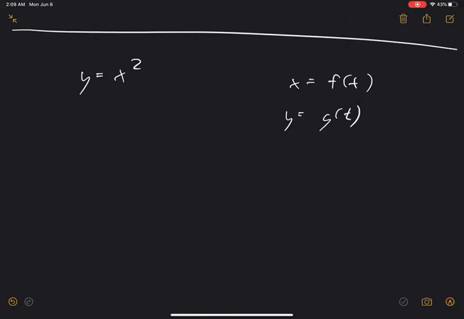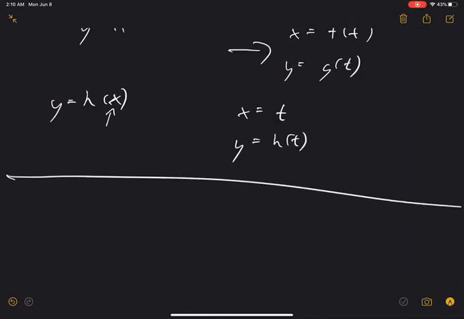How do I do that? Well, let's say I have y equals h of x, and I want to convert to something like this. It's easy. Whatever's in the parentheses here, I say x, I just say x equals t. And then y would be h of t.